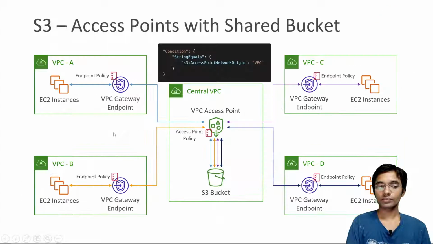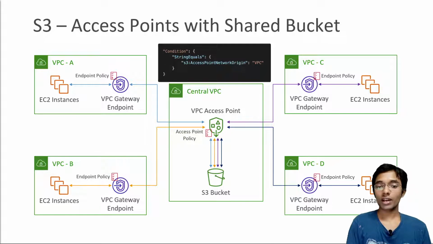Now, when we have a shared bucket and want it to be accessed only from a specific VPC, how would that work? We have S3 buckets and EC2 instances in many different VPCs who want to access the S3 buckets privately with access points. So what's the architecture going to be for this?